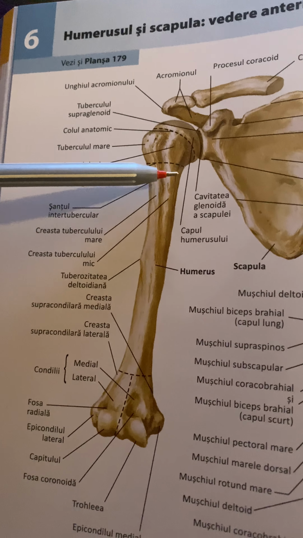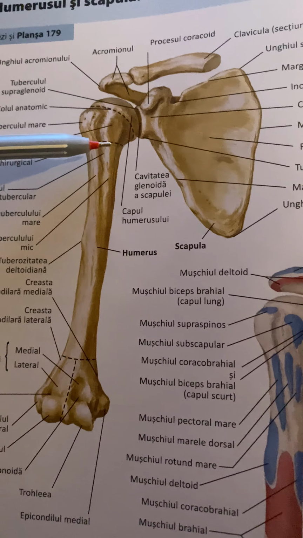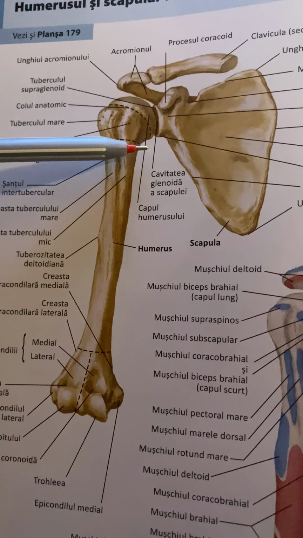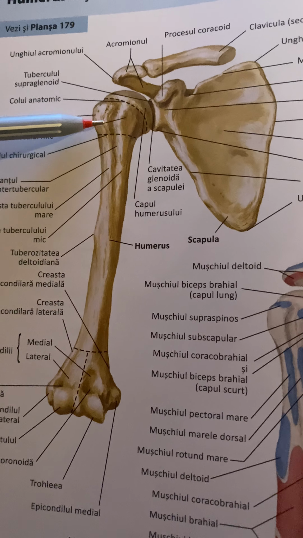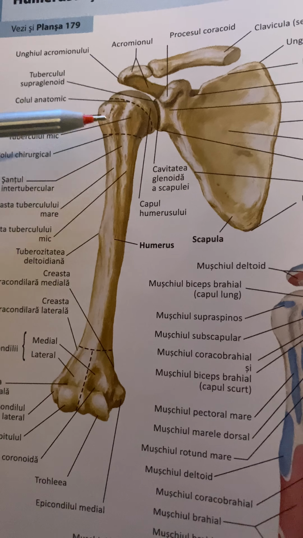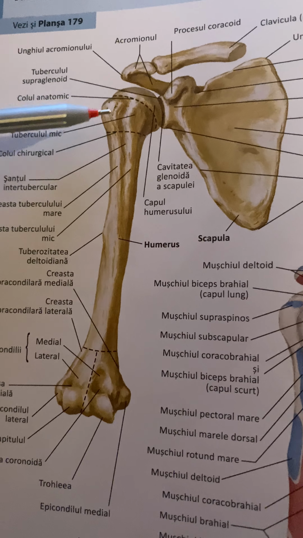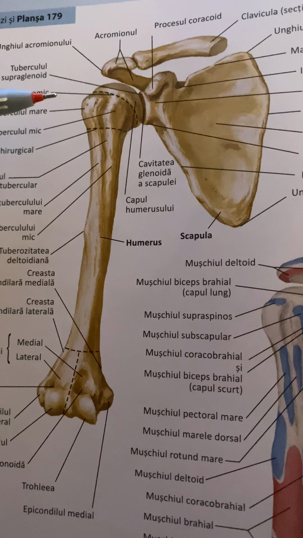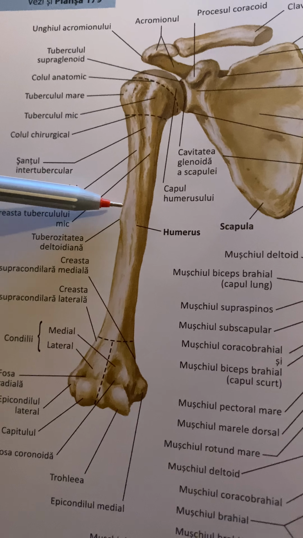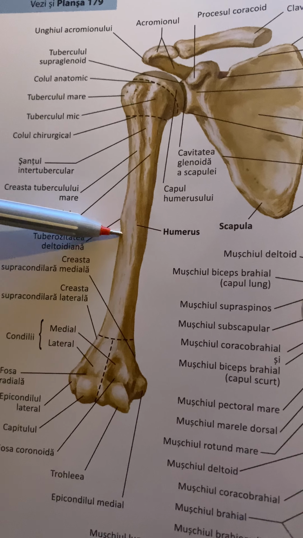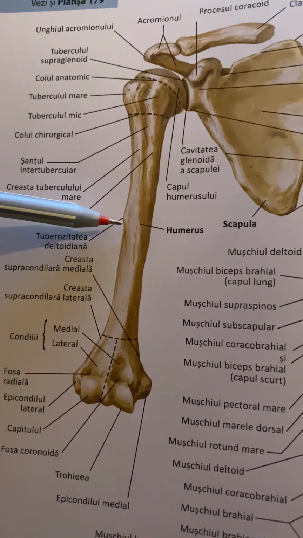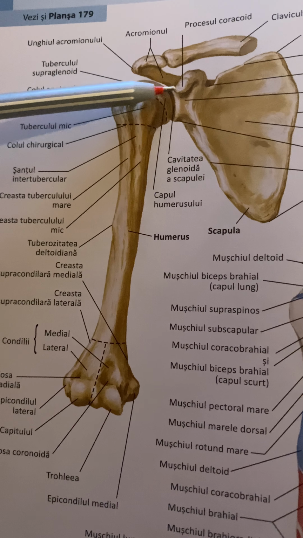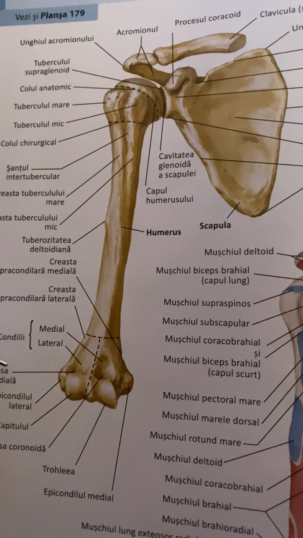Why is it being called the surgical neck? Well, because when a person falls on their arm, this is the structure that is most probably to be broken, which can eventually affect the radial nerve or the axillary nerve. But we are going to talk about that later. This over here is being called the deltoid tuberosity. It is the place where the deltoid muscle is going to be inserted.